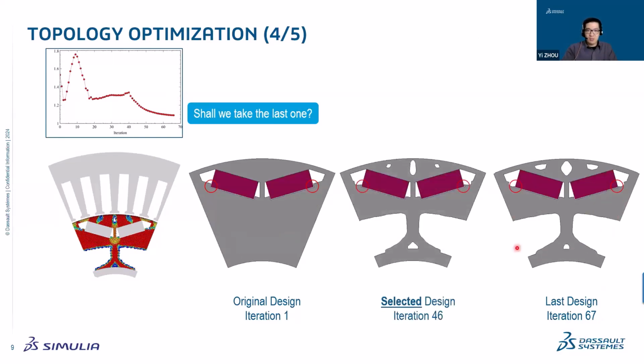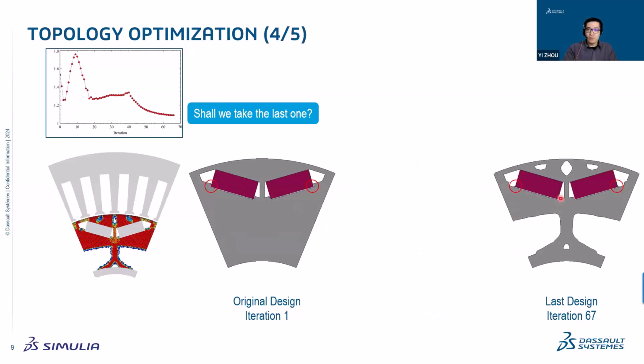So if we check this region, the red region, we can see that for the initial design, there is some support to fix the magnet in the rotor, but in the last design, we are losing such kind of support. So maybe it is beneficial for the weight reduction, but it's not that good for realistic production. Therefore, we need to compromise somehow.